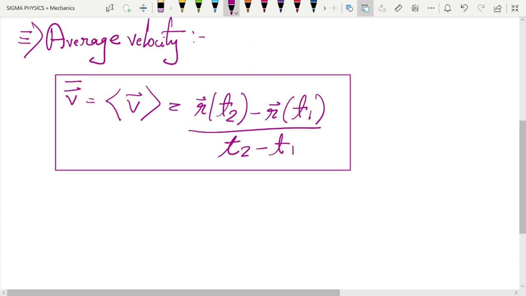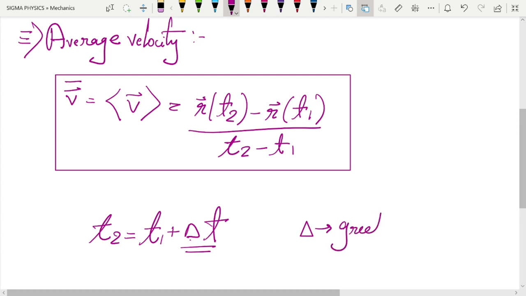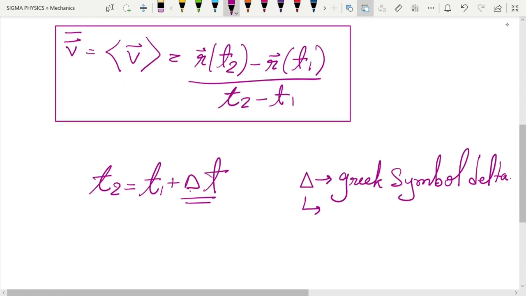Now let's say you can always write T2 as T1 plus delta T. What is delta T? Now this triangle over here is the Greek letter delta, which is used to represent change. So that delta triangle symbol represents a change in some quantity.